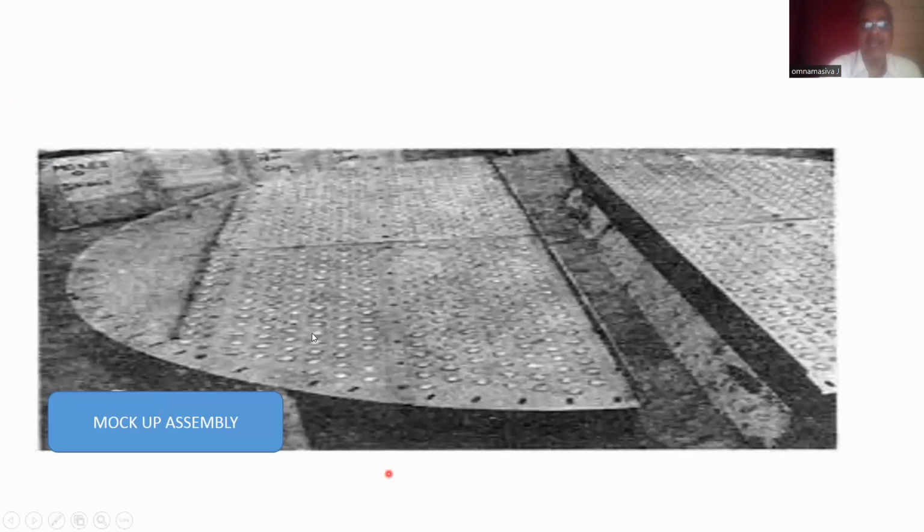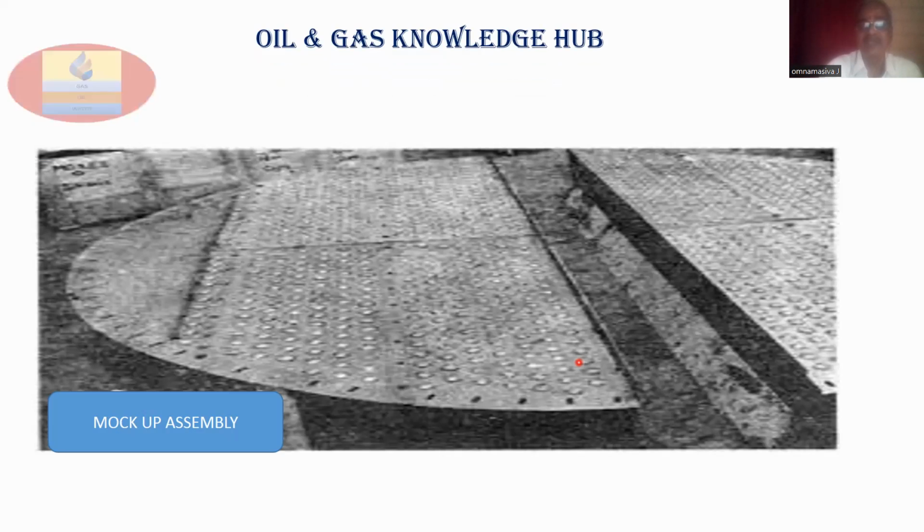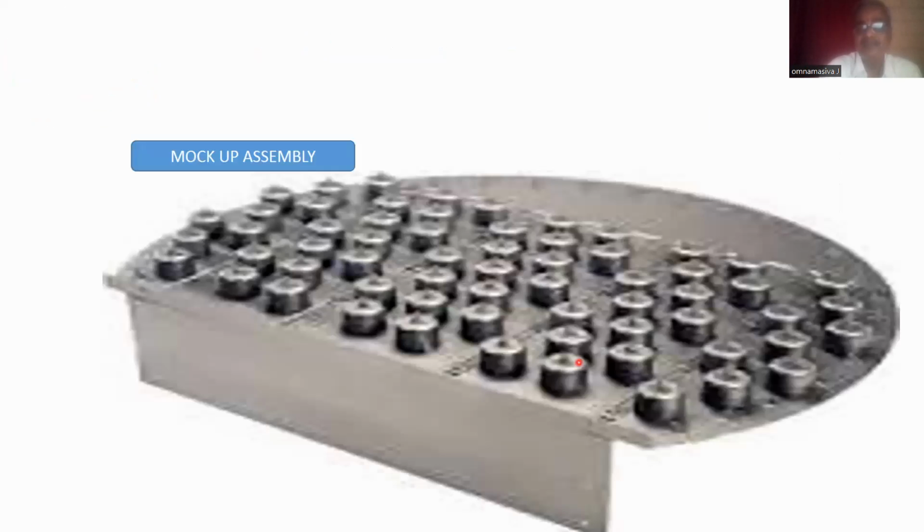This is another type, a bubble cap tray. This is a sieve tray. Many trays are there. For every tray, we have to do a mock-up assembly for dimensions and internal tray dimensions. There should be a minimum gap of 25 mm between the tray and the shell. That's the reason we have to do the mock-up assembly outside. There are also bubble cap trays, sieve trays, screen type trays, wall type trays, many trays. I'm showing a few of them for mock-up assembly purposes.